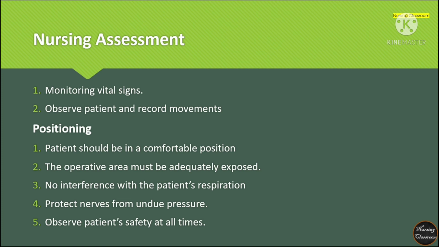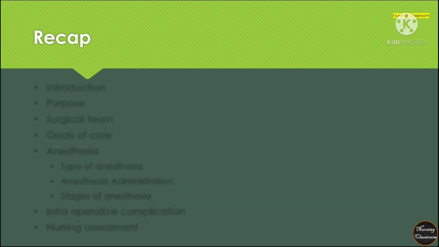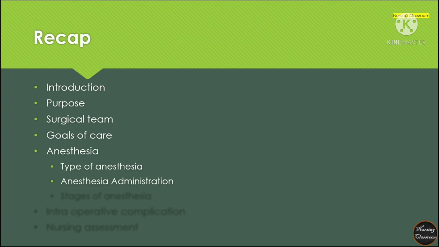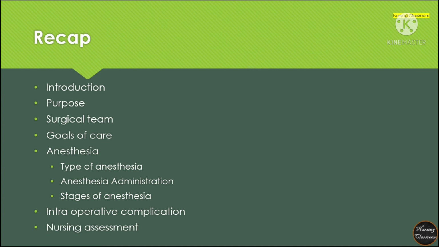We will see some of the common questions from this topic. Before going to questions, let's have a quick recap. We have started with meaning of intraoperative management and the purpose of it. Then we have seen the surgical team, in which we saw about sterile and non-sterile team. Then we discussed goal of care. Under anesthesia, we have seen the types of anesthesia, how it is administered and stages of anesthesia in general anesthesia. We have briefly discussed complications and finally nursing assessment.